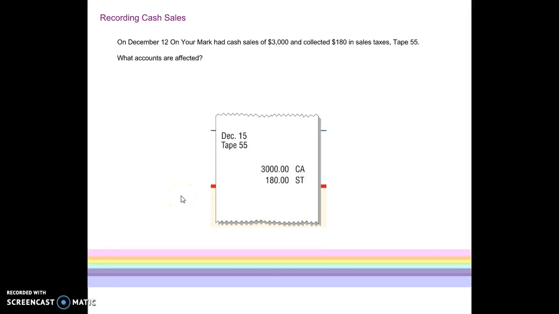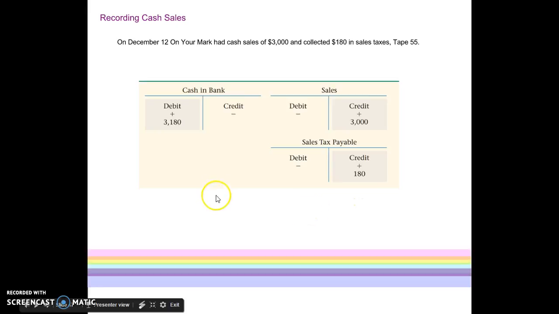Now, recording of cash sales. On December 12th, On Your Mark had cash sales of $3,000 and collected $180 in sales taxes. This is coming from source document cash register tape 55. So what accounts are affected in this situation? Here is our source document. In this situation, we are going to debit cash for the entire amount that has been received in the register tape, or in the cash register. In this case, it was $3,180. Of that $3,180, $3,000 comes from the sales of our merchandise that was sold to customers, and $180 was sales tax collected that we have to pay to the government at a later date.